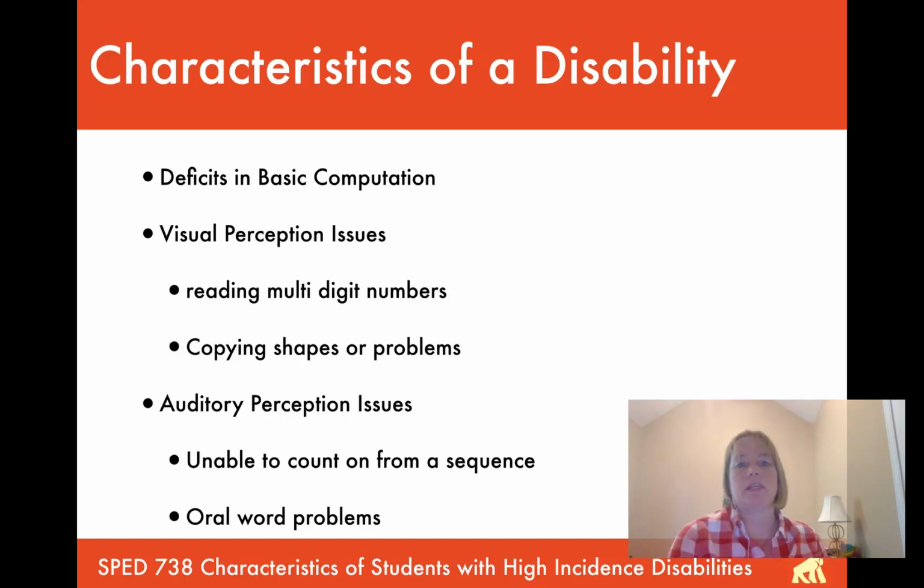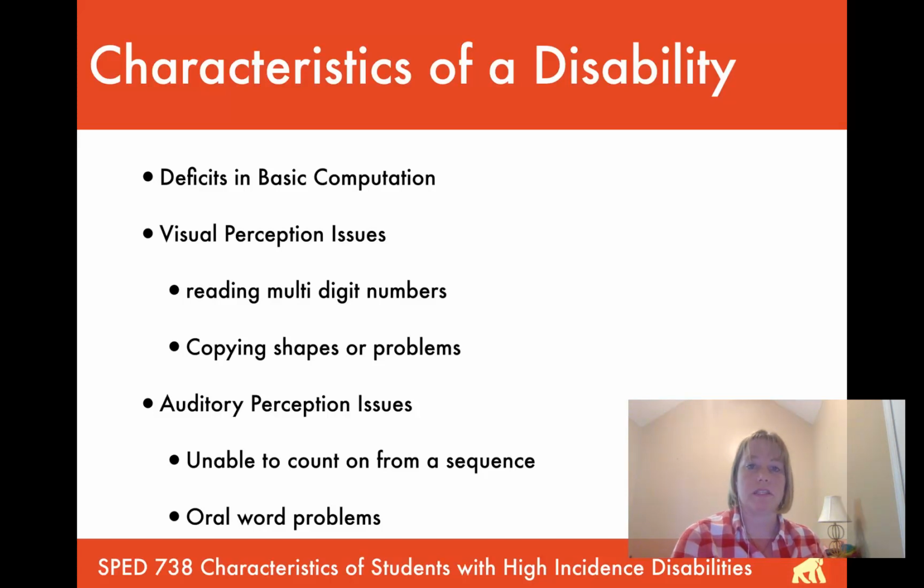Another thing that we may see with students with learning disabilities is some kind of visual perception issue. And here, students may have trouble reading multiple digit numbers. So when they see the number 712 written on a piece of paper, they may think that is 721. Their brain isn't processing that number right. Or they may have trouble copying shapes or problems onto a piece of paper.